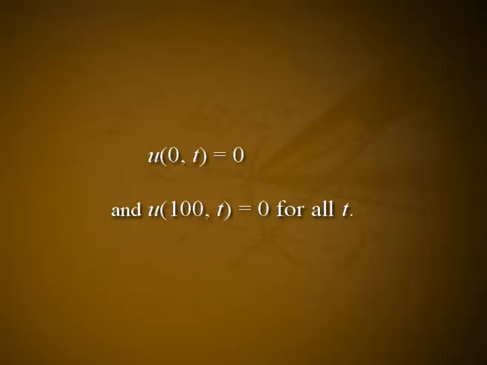Solution. Let the equation for the conduction of heat be ∂u/∂t = c² ∂²u/∂x². Since the ends of the rod are kept at 0 temperature, the boundary conditions are u(0, t) = 0 and u(100, t) = 0 for all t.